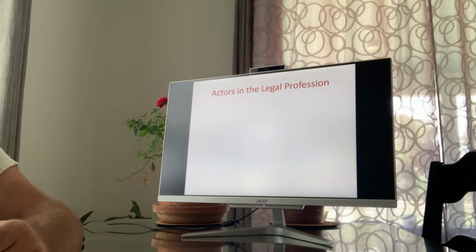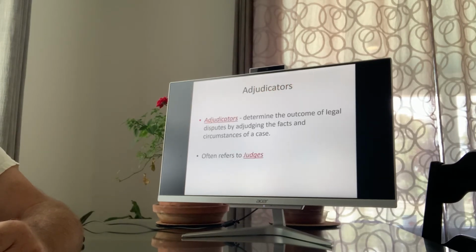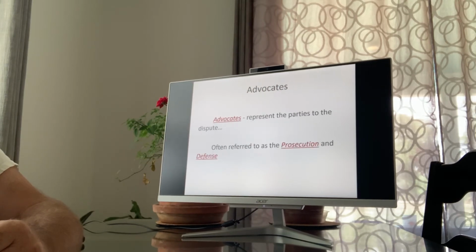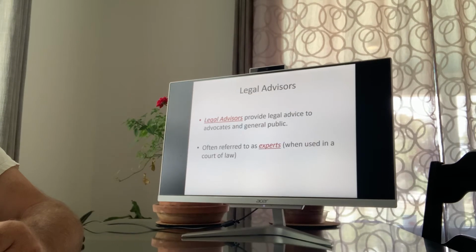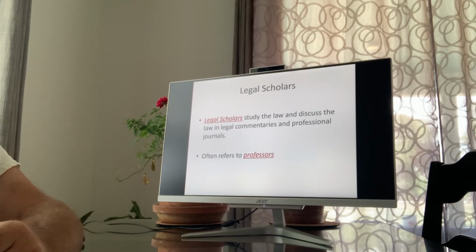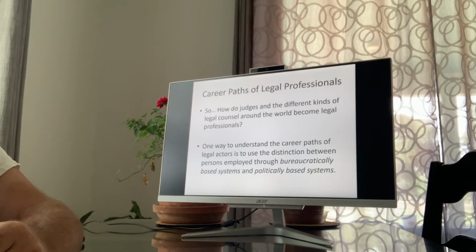Who are the actors in the legal profession? We have adjudicators, advocates, legal advisors, and legal scholars. Adjudicators are often referred to as judges, and there's some description there of adjudicators. Advocates are kind of similar to, in reference to, prosecution and defense. These are the parties that are represented in a dispute. Legal advisors are often referred to as experts. And then finally, legal scholars or professors. These are the participants in the legal system.